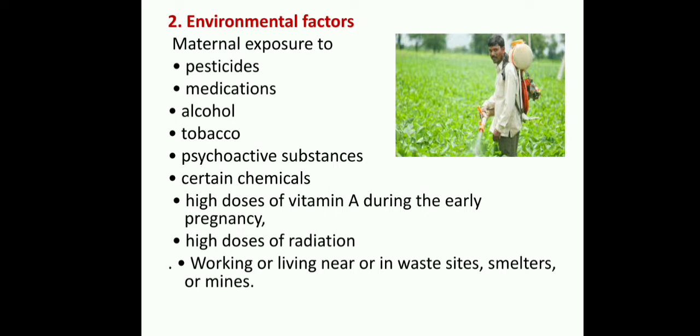And the next one is certain chemicals. Here some chemicals, pesticides, are used for the fruits and vegetables that we use. That may also be an environmental factor. And the next one is a high dose of vitamin A during early pregnancy. When the mother is taking high doses of vitamin A, it may also affect the babies and may be related to congenital anomalies. High dose of radiation, when the mother is exposed to radiation, is also one of the environmental factors.